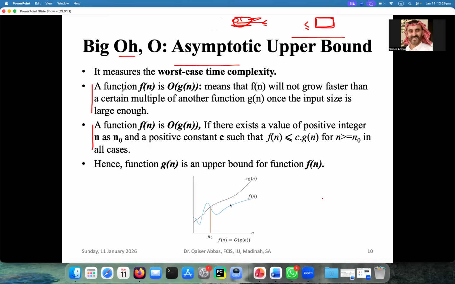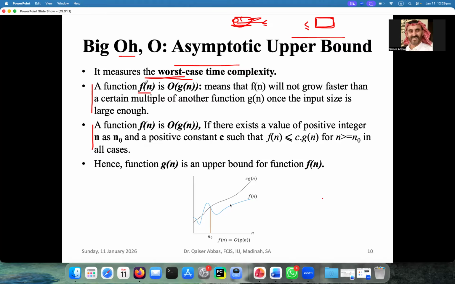We say that a function f of n is order of g of n. When can we say this? Theoretically, we can say that f of n is big O of g of n. Normally, big O is called order. In speech, it is called order of g of n.